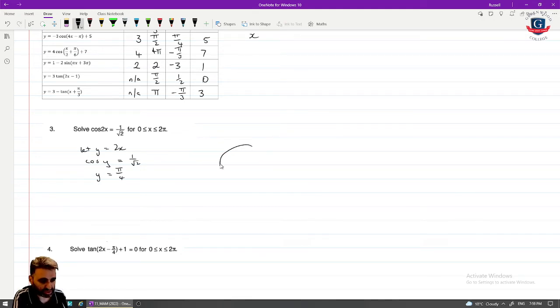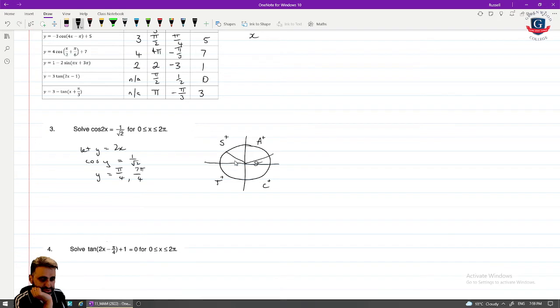Cosine, according to our CAST diagram or a unit circle, is positive in the fourth quadrant. So if from here to here is 4 pi on 4, 8 pi on 4 is to here, and coming back 1 is 7 pi on 4, because cos is positive in the fourth quadrant.